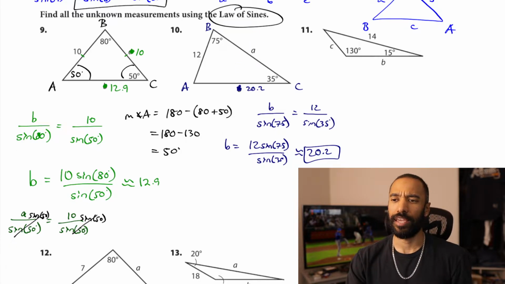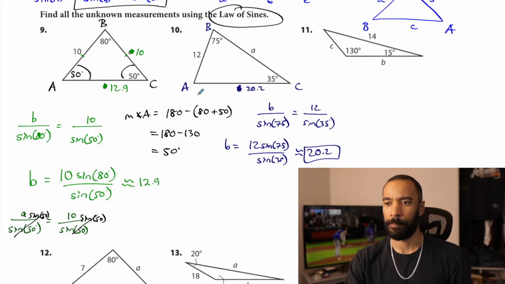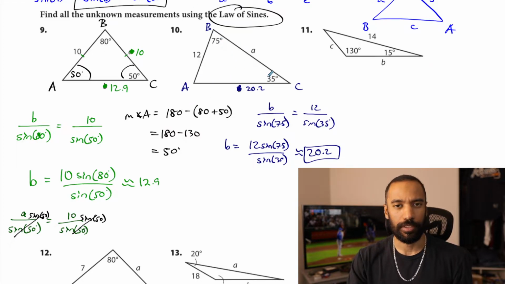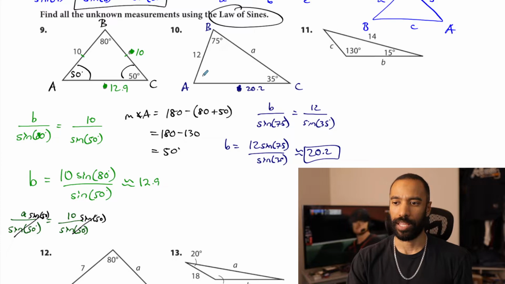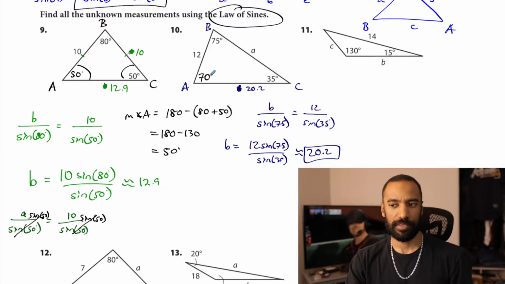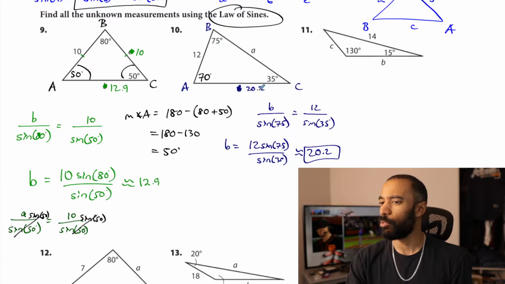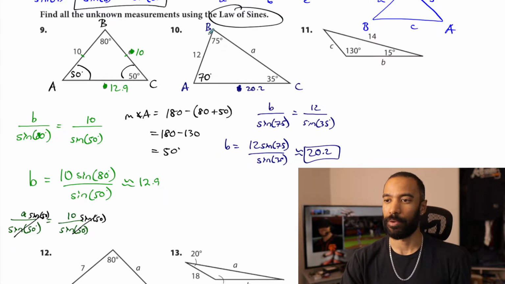Okay, let's go and find angle A the same way we did before. I'm not going to write out this whole measure part, but we can figure it out. 75 plus 35 is 110. 180 minus 110 is 70. So this is 70 degrees, not an isosceles triangle in any sort of way. Let's go ahead and solve for A together. It should be pretty close to that 20.2 value, a little bit less, right? So let's go ahead and find that one.